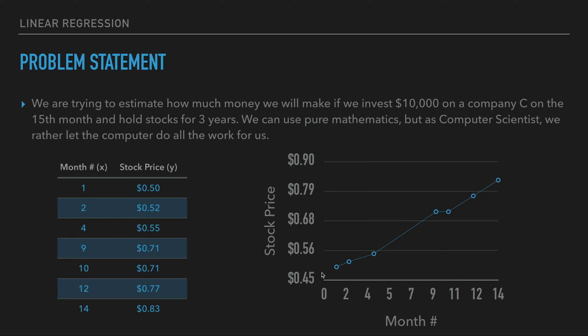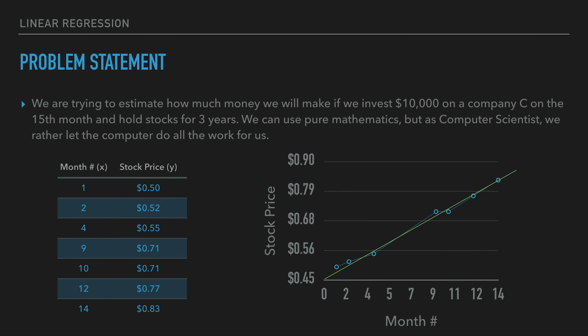As you can see, the growth in the price of the stock is kind of linear, so we can estimate the price using a linear regression, provided that the pattern does not change in the next 3 years. We have data for the first month, second month, 4th month, 9th month, 10th month, 12th month, and 14th month. So to answer this question, we have to create, or pretty much get, a formula that will give us the answer to this question.